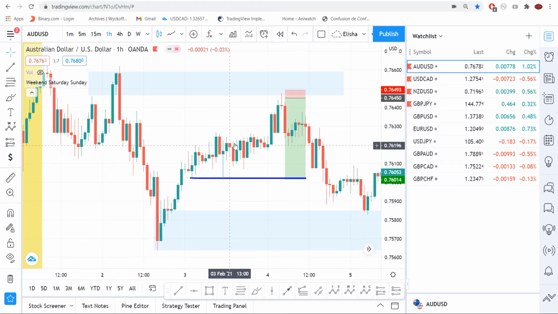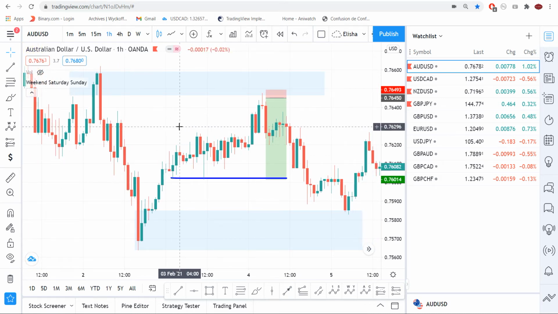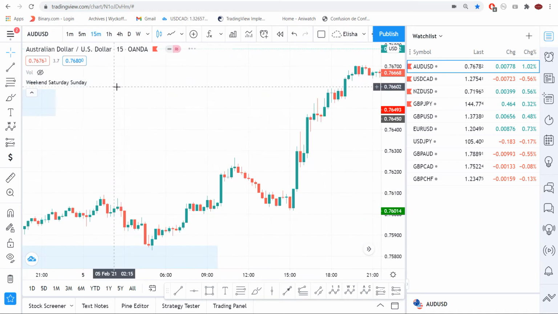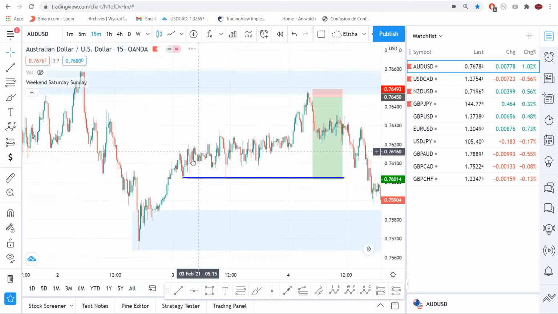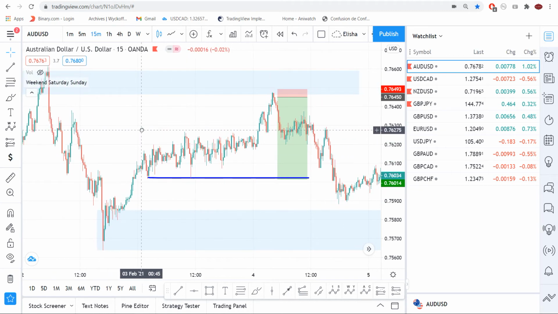So what price does as it approaches the order block is the most important thing for us. Why? Because it will determine whether the order block will hold and whether our target will be conservative or aggressive based on the Elliott Wave theory. So now let's go to a lower time frame and do our wave count.